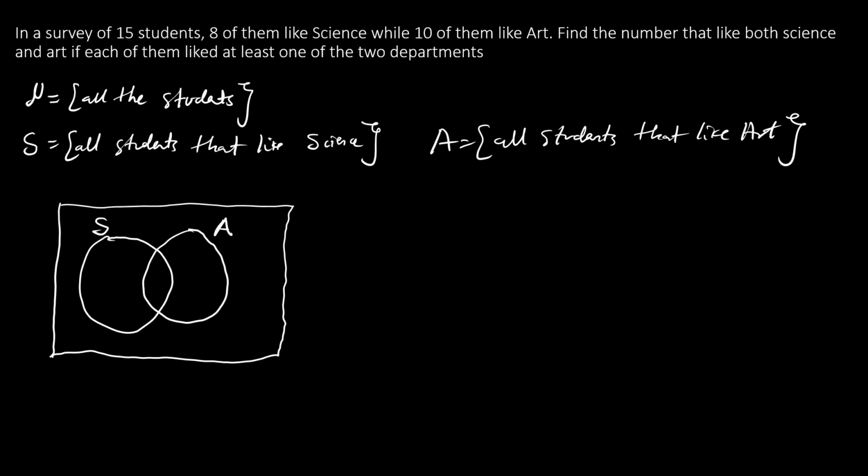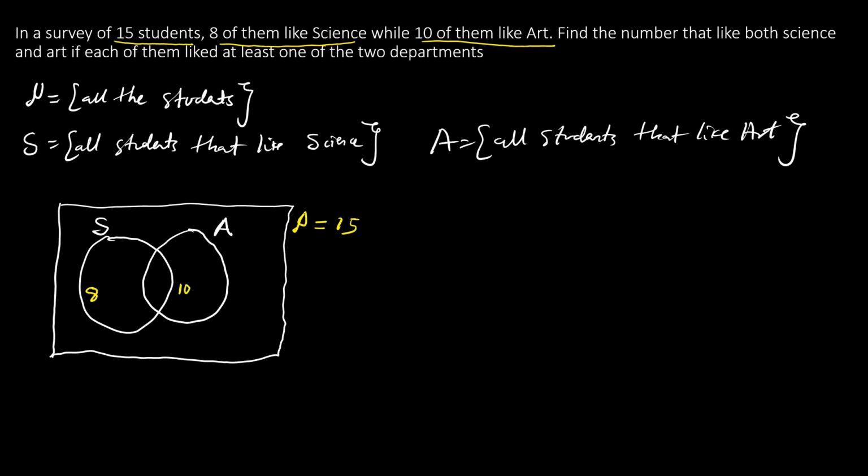Now going back to the question, in a survey of 15 students, so our universal set has 15 elements, and 8 of them like science while 10 of them like art. Since this is our universal set, the number is 15. The number of students that like science is 8. And the number of students that like art is 10.